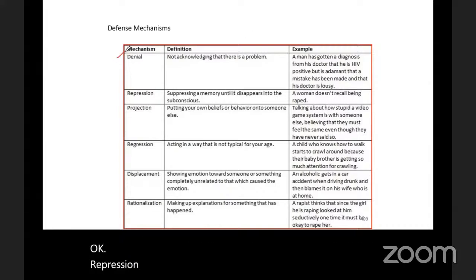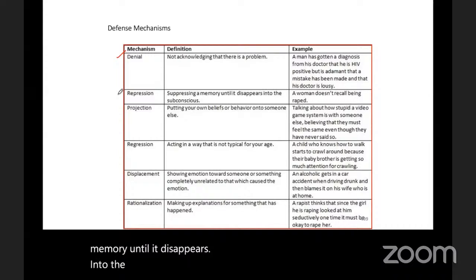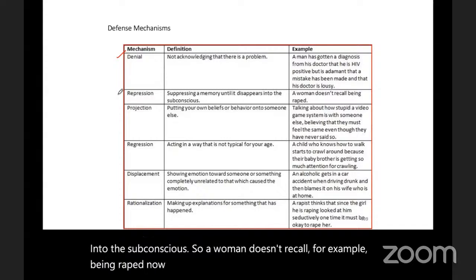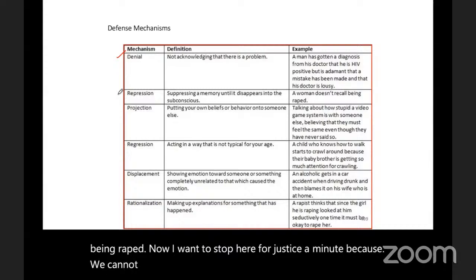Okay. Repression. So we'll mark this one off. Repression is suppressing a memory until it disappears into the subconscious. So a woman doesn't recall, for example, being raped. Now, I want to stop here for just a minute because we cannot purposely decide to forget something. It's impossible.